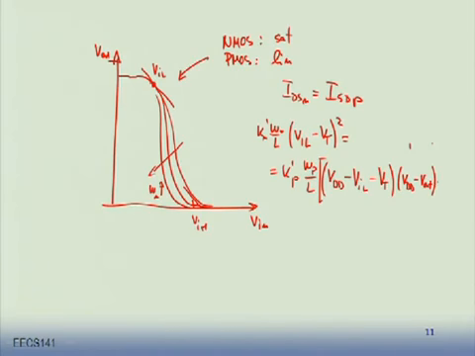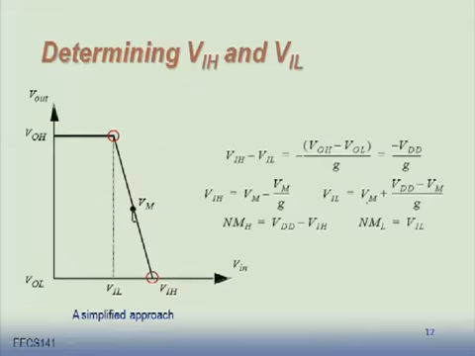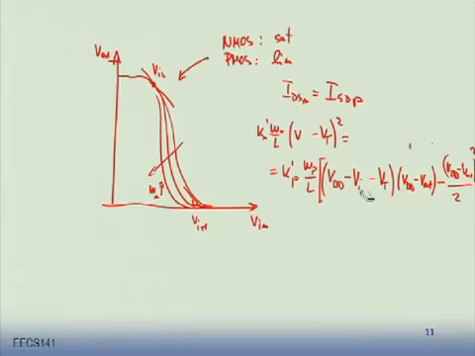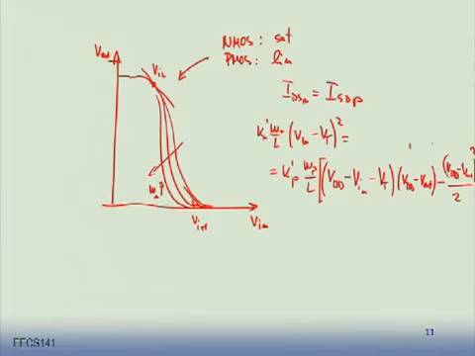Then I have minus, or I'll call this, VDD minus V out squared over 2. I'll leave this as V in here. Sorry about that. Yeah, they're VTN and VTP, but that's okay.